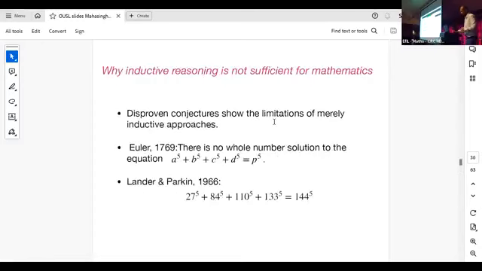Now go to that example, this one. Euler assumed that for all the integers, for all the whole numbers in the world, you cannot satisfy this relation. It's like all birds can fly. And two persons, Lander and Parkin, found the ostrich.